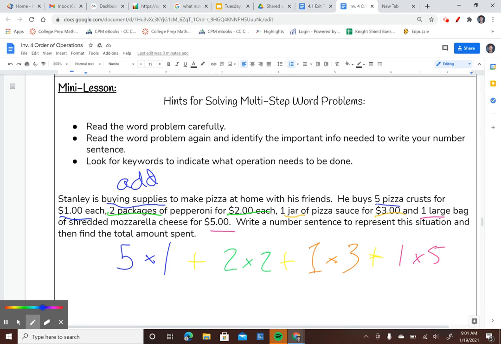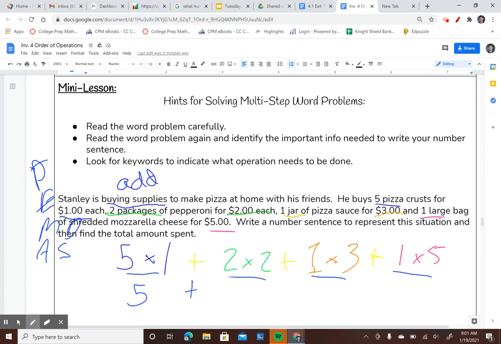All right, and now we're going to go through our order of operations. Remember, that is PEMDAS. So we start with parentheses, exponents, multiplication or division, adding or subtracting. I only see multiplication or division first, right? Multiplication, multiplication, multiplication, multiplication. So let's go ahead and rewrite this. 5 times 1 is 5, plus 2 times 2 is 4, plus 1 times 3 is 3, plus 1 times 5 is 5. And then if we do our final step, adding or subtracting, we're going to add these all together.